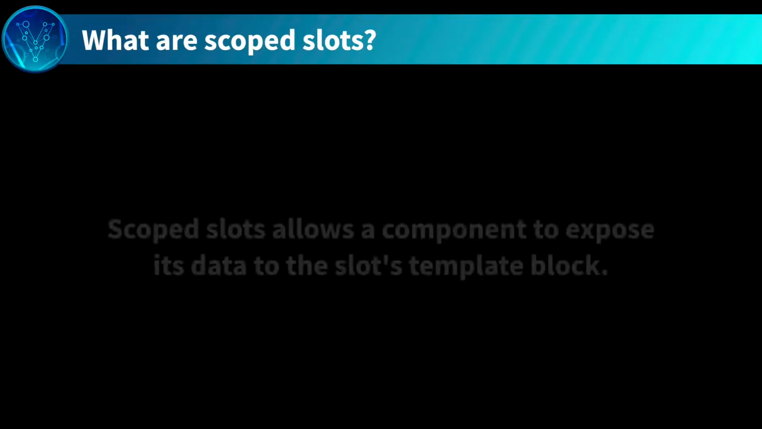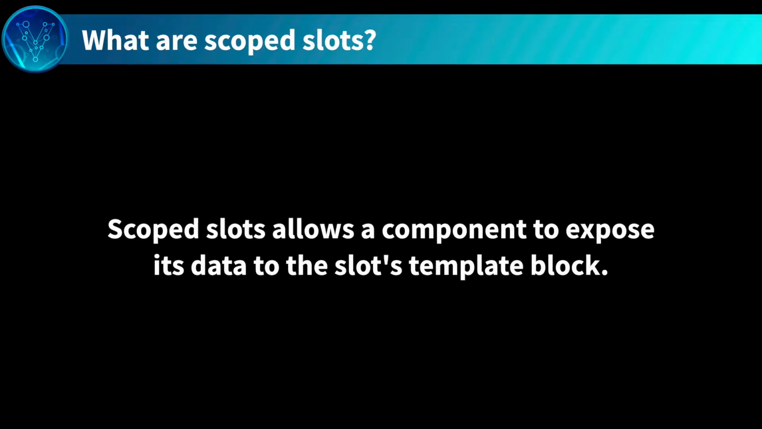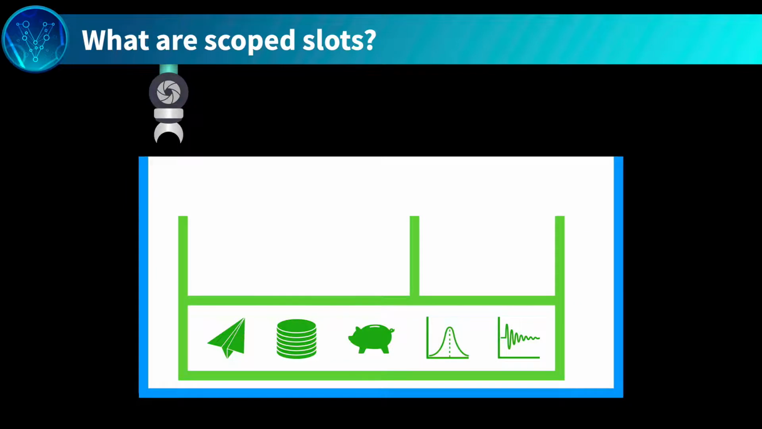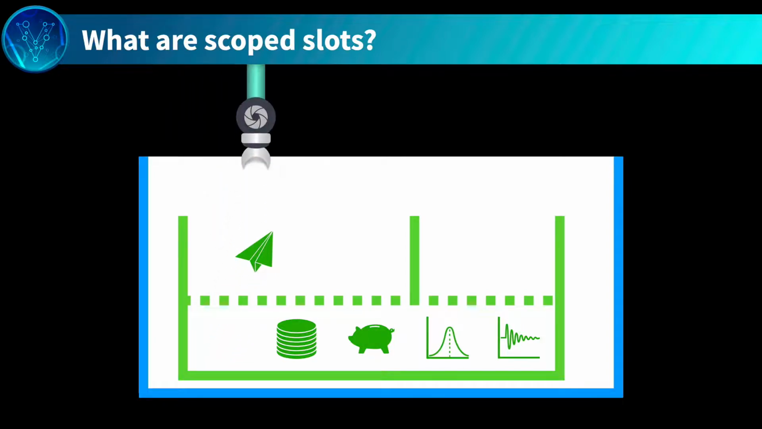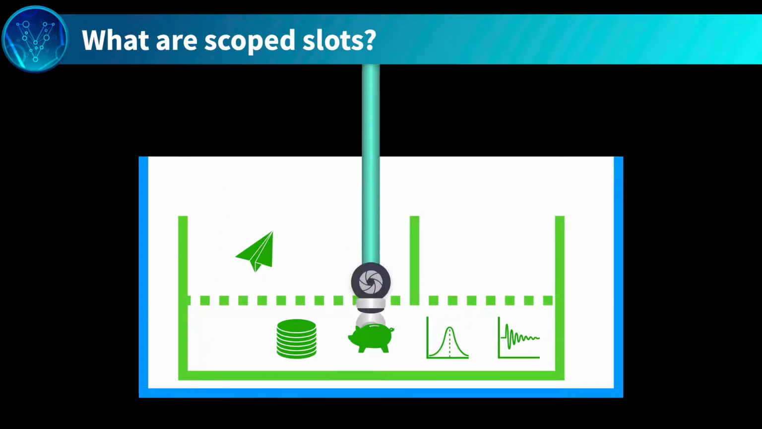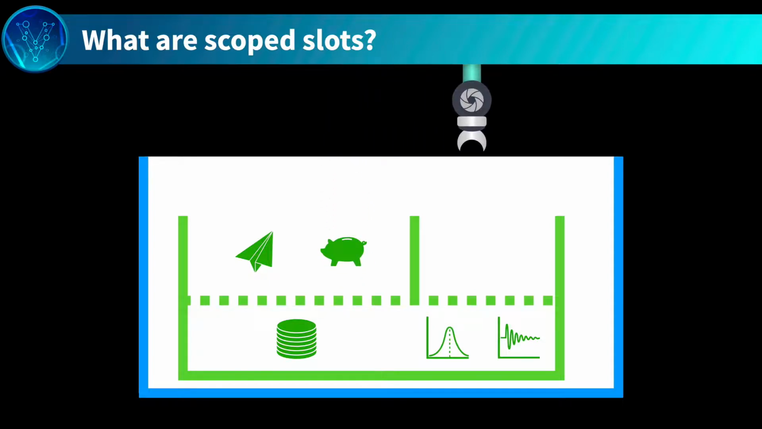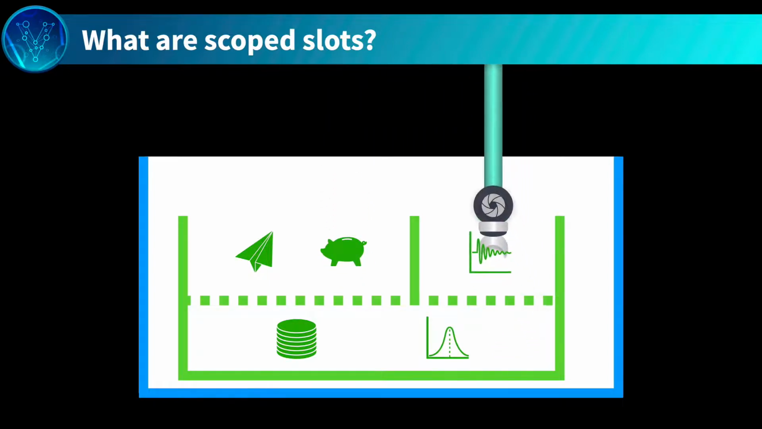So what are scope slots? At its core, scope slots allow a component to expose its data to the slot's template block. Using our crane arm example from earlier, what scope slots allow us to do is remove that barrier so that now we can go in and choose data that has been exposed and go ahead and render it inside of the slot template.